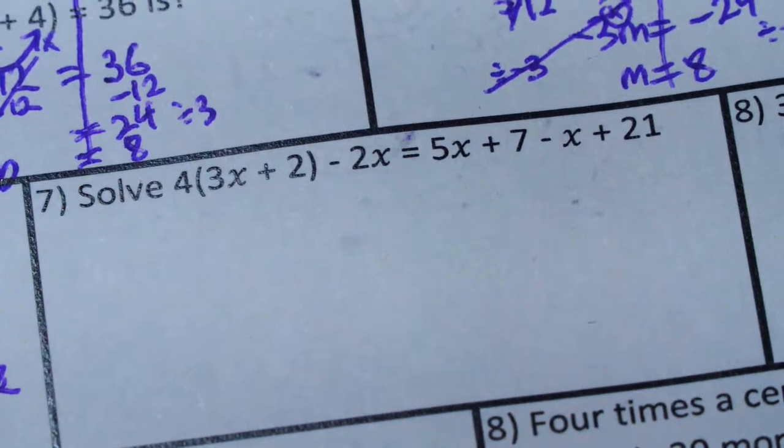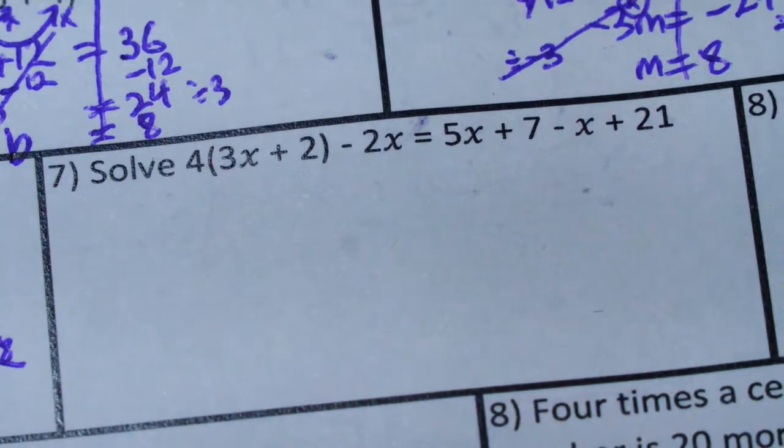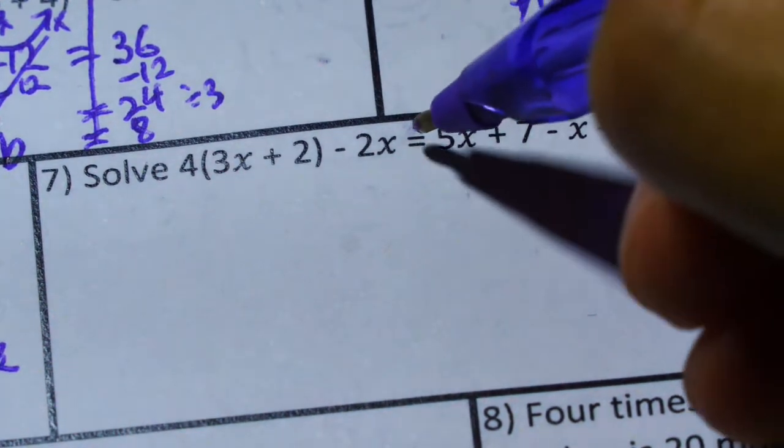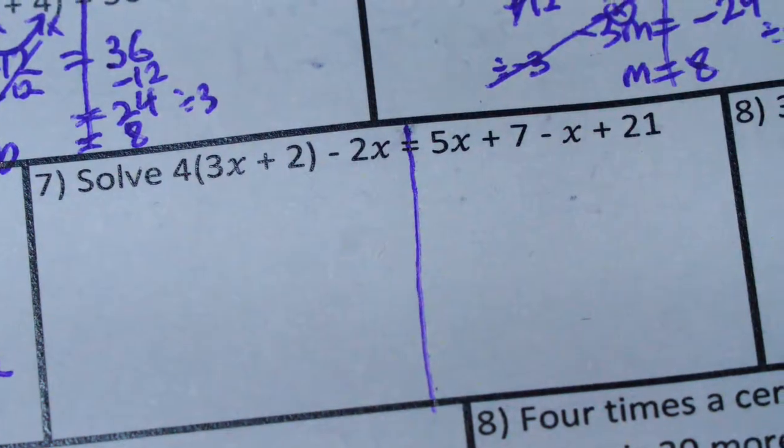Question 7. We have a very long question now. So again, this is multi-step. It takes many steps to answer this. Our equal sign is here, so I'm going to put a line.